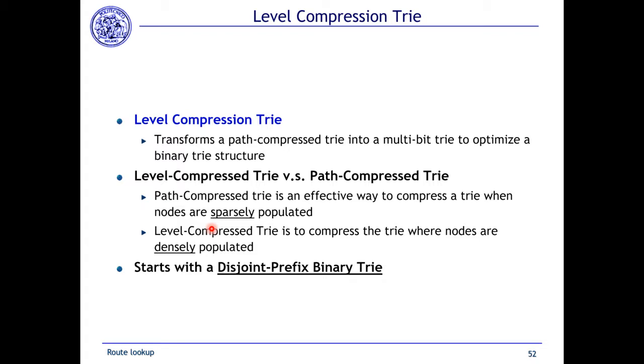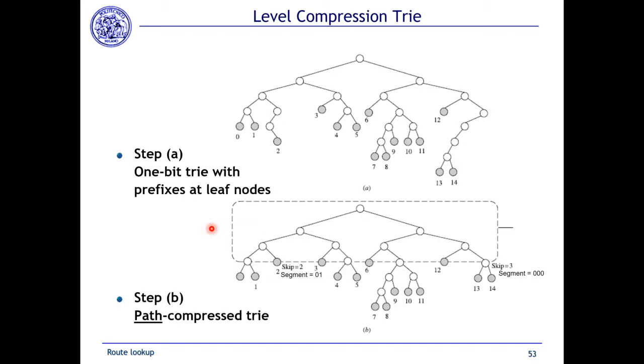So it is especially interesting when you have the possibility of combining level compression and multi-bit compression. Path compression is very effective when you have sparsely populated trees, and multi-bit compression is effective when you have densely populated trees. So level compression is the mixture of the two. So how can we perform this?